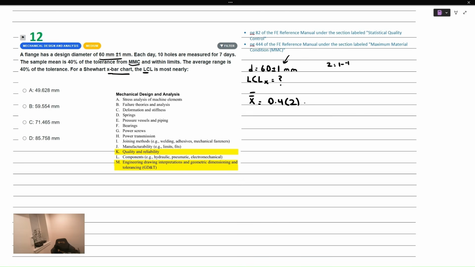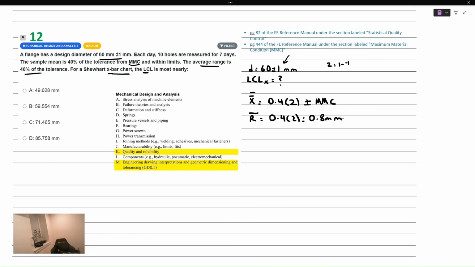And we need to find out how that's going to interact with the MMC condition. So that is for the overall average. And what about for the average range? The average range is 40% of the tolerance here. So R bar is equal to 40% of the tolerance. That's just equal to 0.8 millimeters.